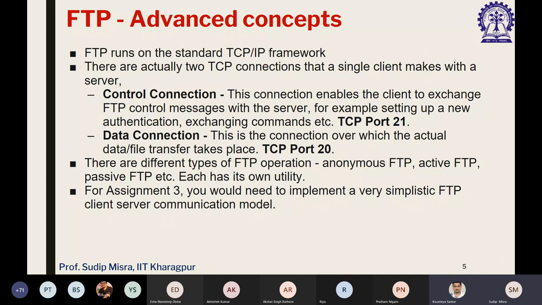So FTP basically is an application layer protocol. It runs on the TCP/IP framework, right? And as I said, there are two connections: the control connection and the data connection. The control connection executes over TCP port 21, and the data connection executes over TCP port 20. Two different ports are opened: one for control message passing, the other for the data file transfer, right? The data connection is over port 20, and the control is over TCP port 21.